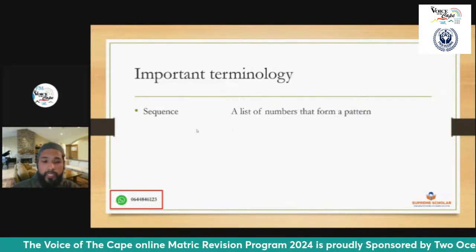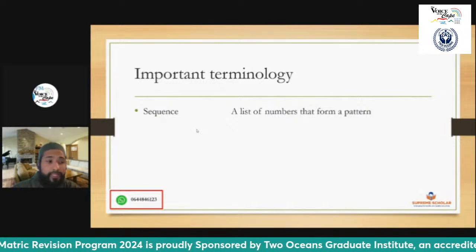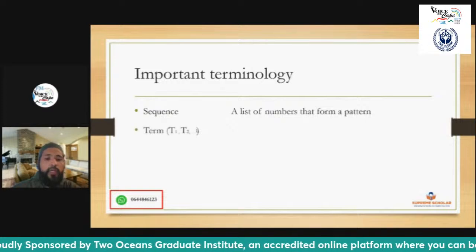A sequence is a list of numbers that form a pattern. That's it. Understand clearly what we're talking about when we say these numbers.